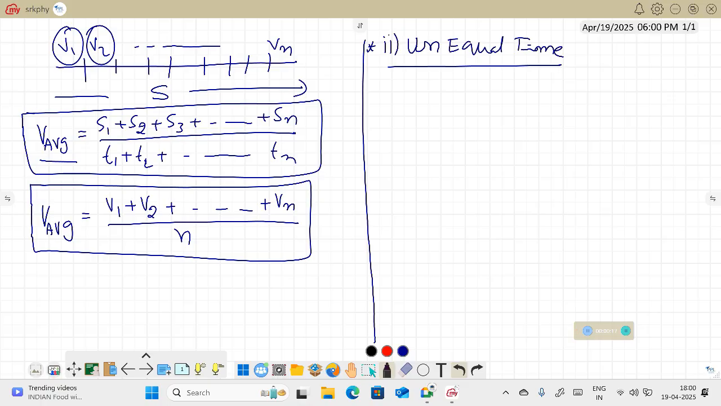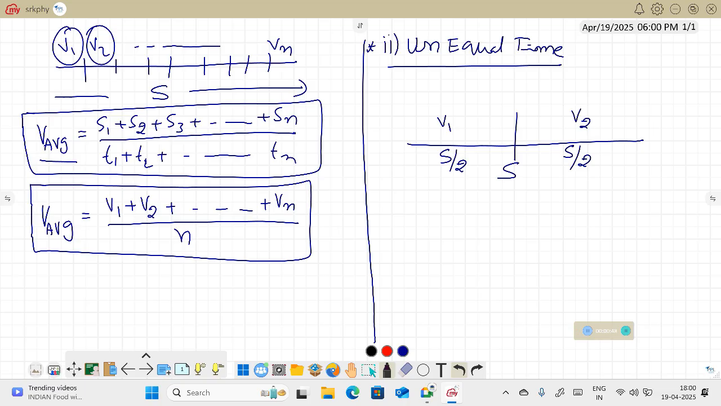Here, a vehicle covers the total distance with the speeds v1, v2 in two equal parts. That means the total distance is s. Half of the distance is covered with the speed v1, and the other half of the distance with the speed v2. But time is not given.